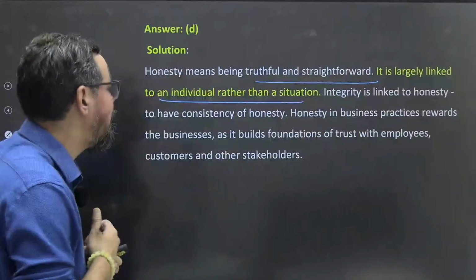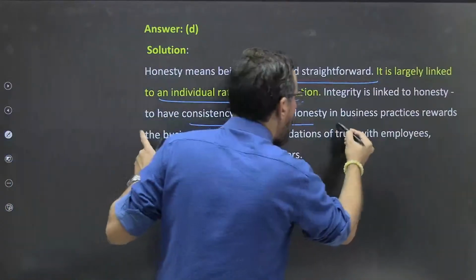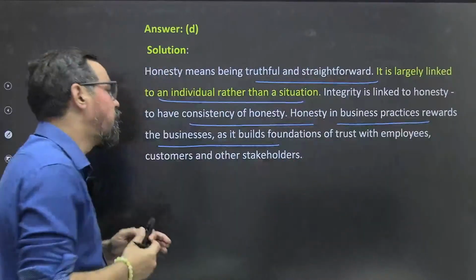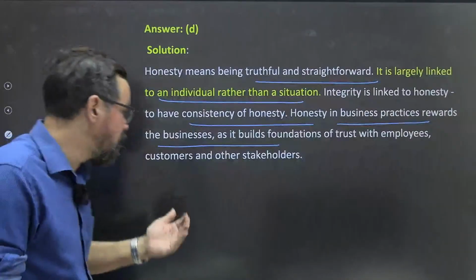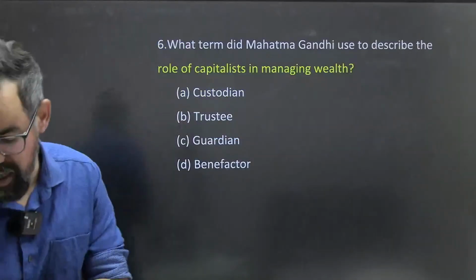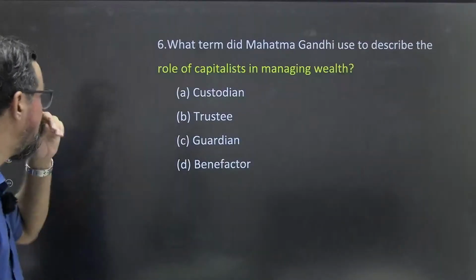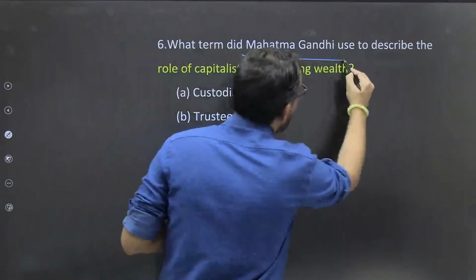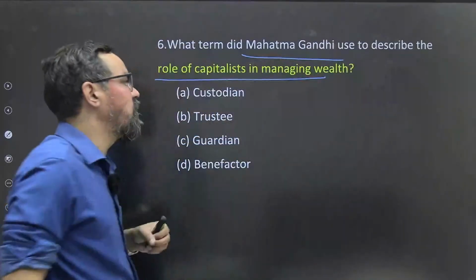So integrity is linked to honesty, to have consistency of honesty. Honesty in business practices rewards the businesses as it builds foundations of trust with employees, customers and other stakeholders. Okay, maximum people marked the right answer for this one. Very good, guys. Awesome. Chalo, next one. What term did Mahatma Gandhi use to describe the role of capitalists in managing wealth?